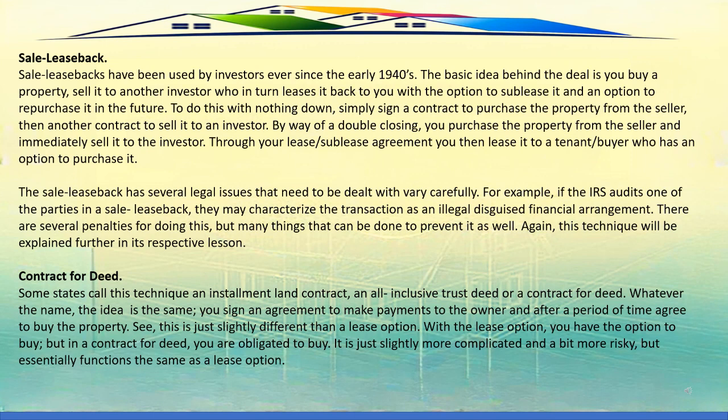Contract for deed. Some states call this technique an installment land contract, an all-inclusive trust deed, or a contract for deed. Whatever the name, the idea is the same. You sign an agreement to make payments to the owner and after a period of time agree to buy the property. See, this is just slightly different than a lease option. With the lease option, you have the option to buy, but in a contract for deed, you are obligated to buy. It is just slightly more complicated and a bit more risky, but essentially functions the same as a lease option.